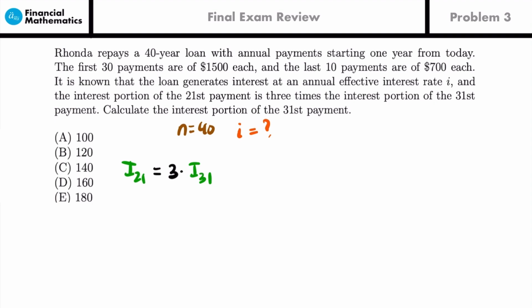Note that in this problem, we don't know the amount of the loan, right? The original amount of the loan is unknown, and we don't know any principal amounts or any other book values. This is all the information we have to work with, aside from the actual payments that are being made. And something that's important to note here is that the payments are not level, right?